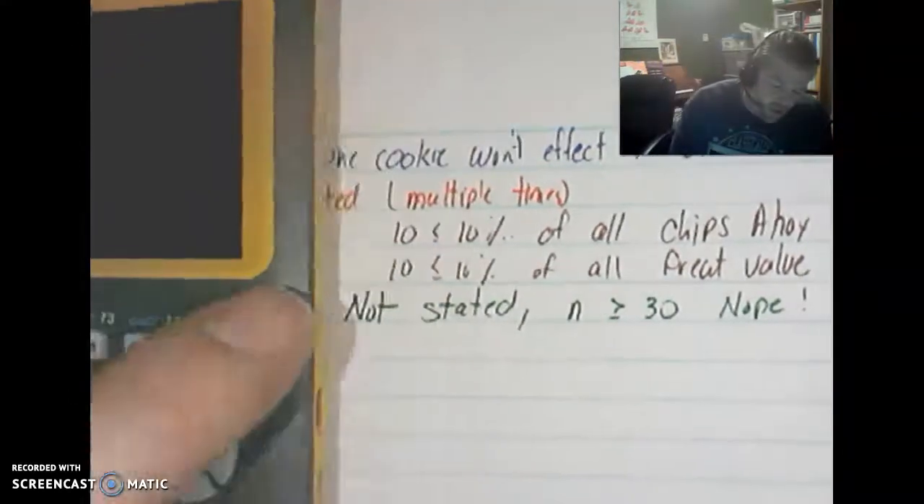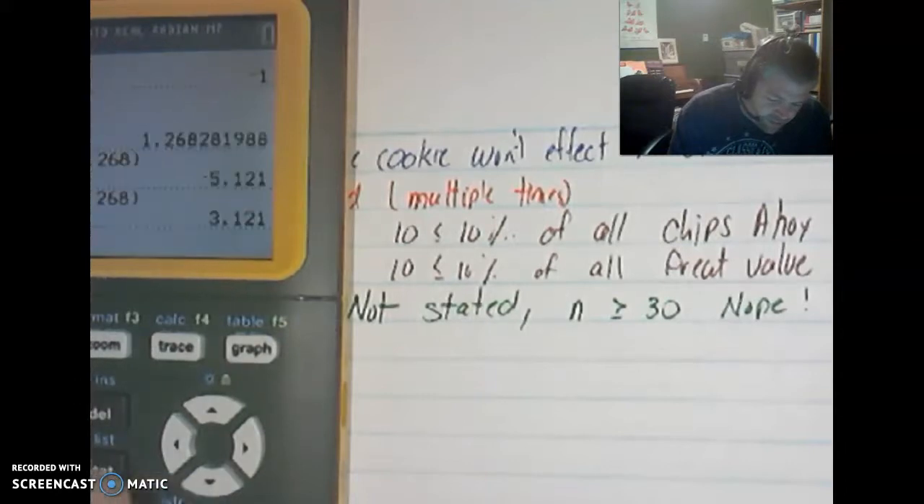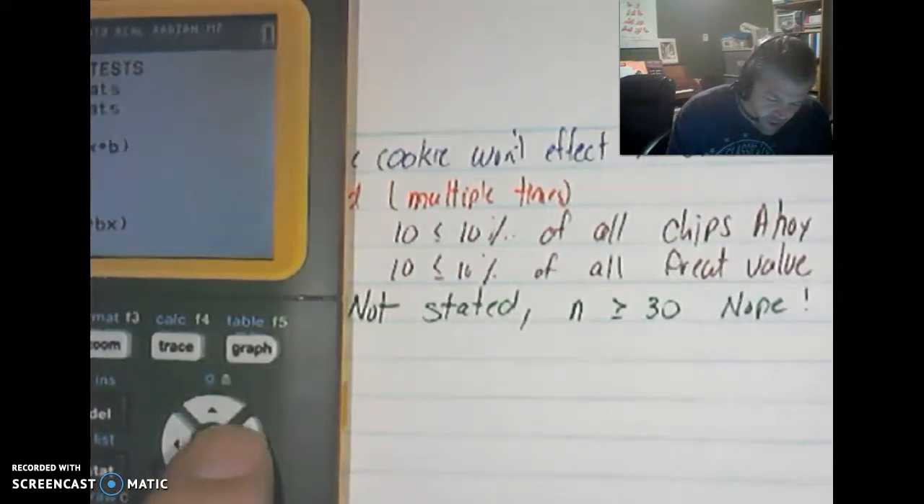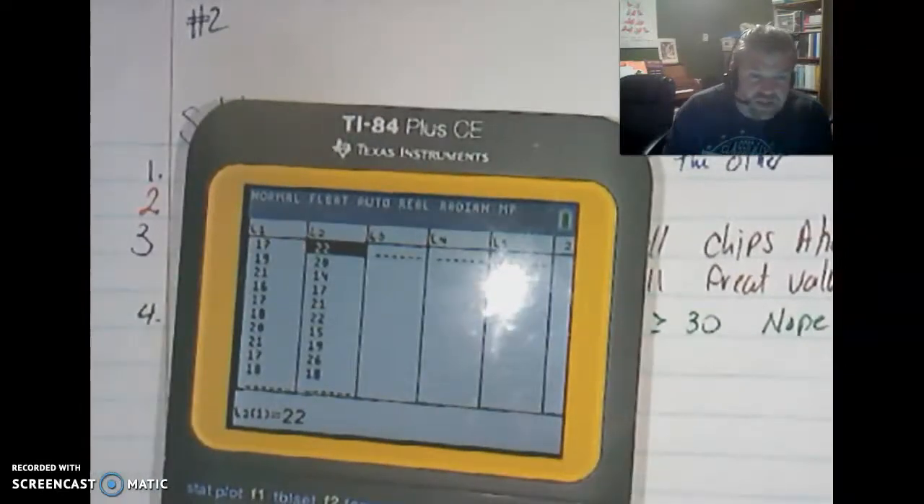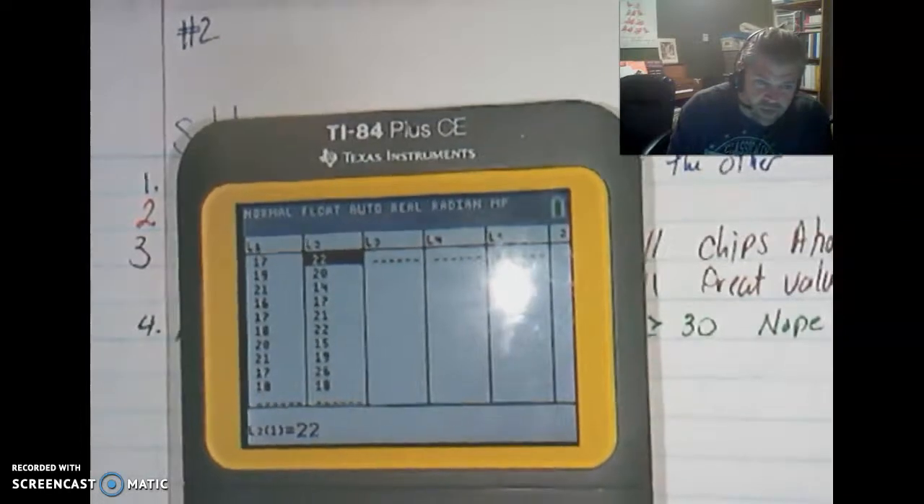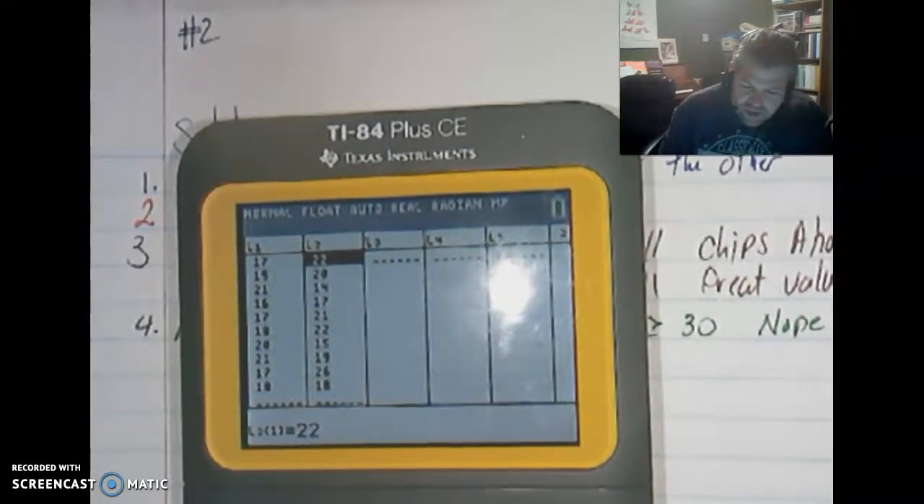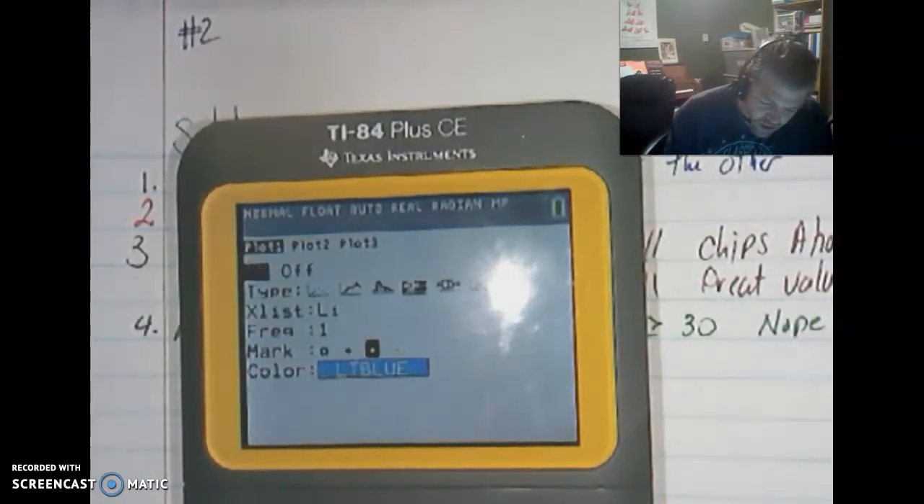Yay! Okay, so we're going to put a list in. I've already put my list in. 17. So there's all the values. So what I'm going to do next is go to my stat plot and turn plot 1 on, which it is. I'm going to move over to my box plot there. I'm going to put list 1 there.